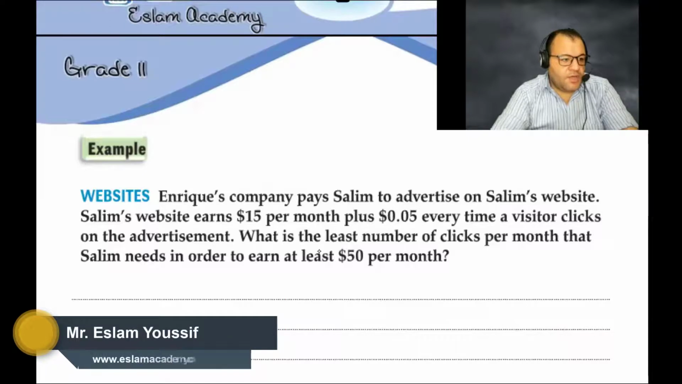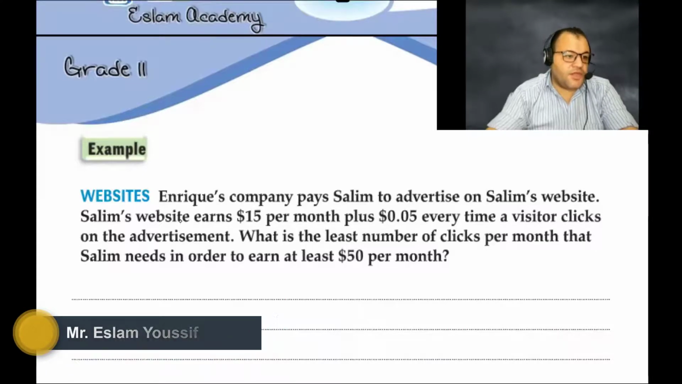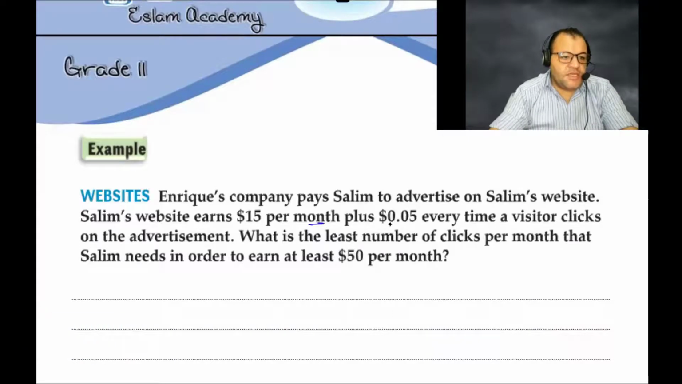Now we have a website. He is earning $15 per month and $0.05 for each visitor click. So he needs to earn $50 per month. You need to earn $50 for 1 month. So how many clicks do you need to earn $50?